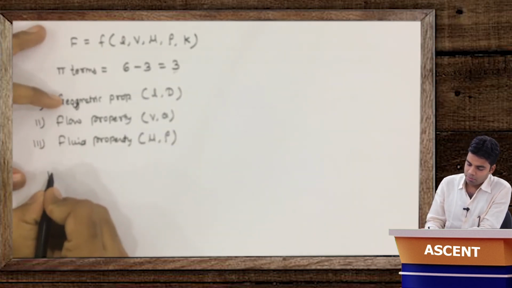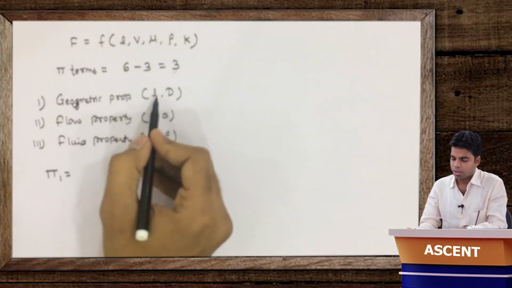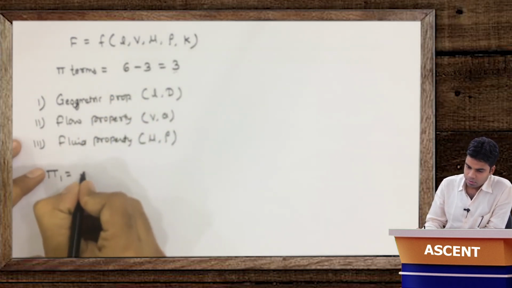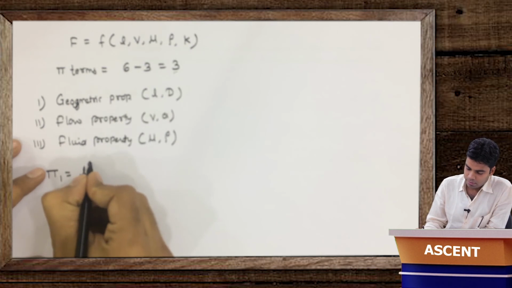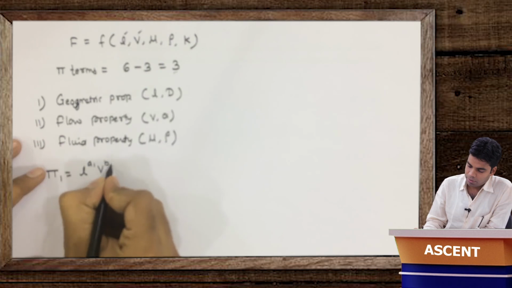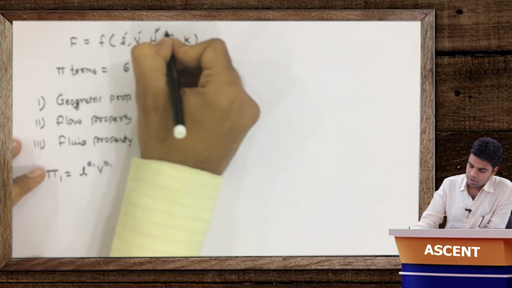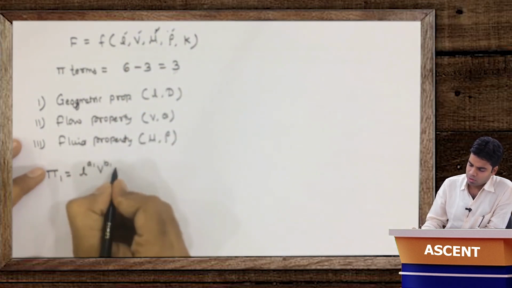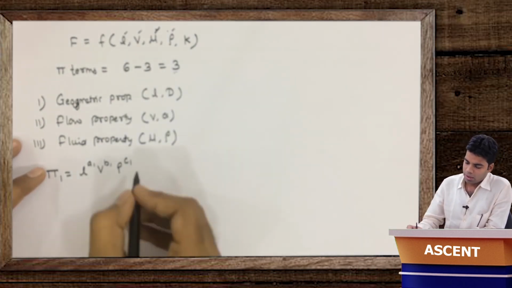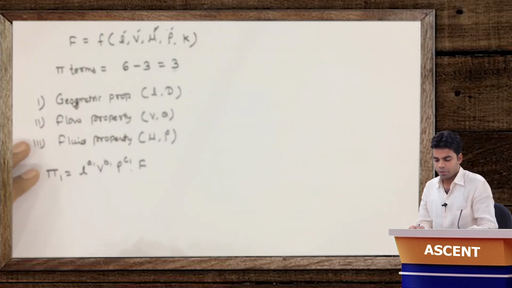So the very first pi term, pi 1, will be equal to, first, the geometric variable, which is length. So this will be L to the power a1. Second is the flow property, which is velocity, v to the power b1, and third is the fluid property. We are taking it as density, you can take viscosity also, rho to the power c1, into f, the fourth variable, which is f.